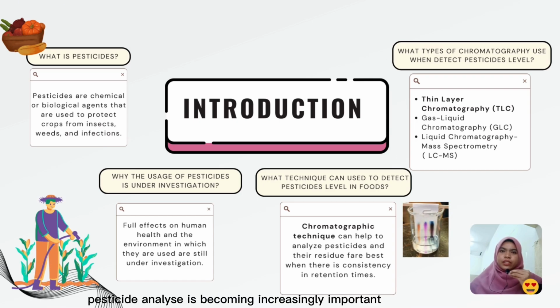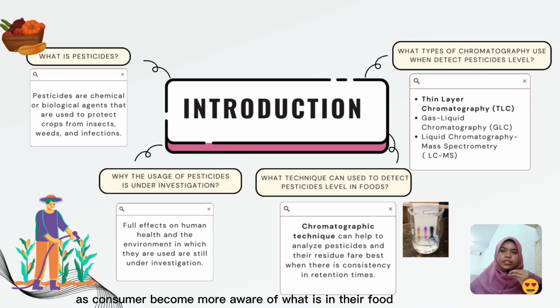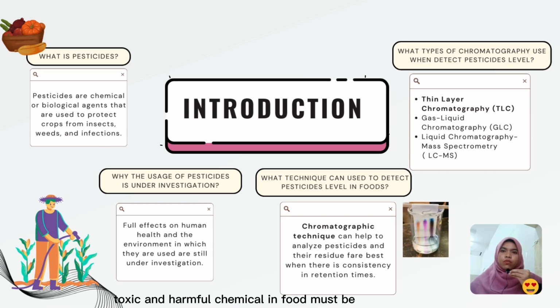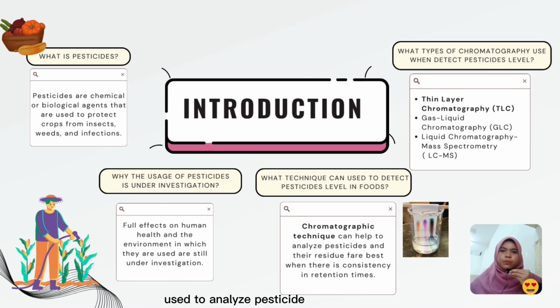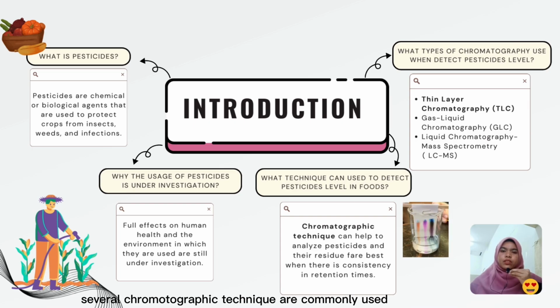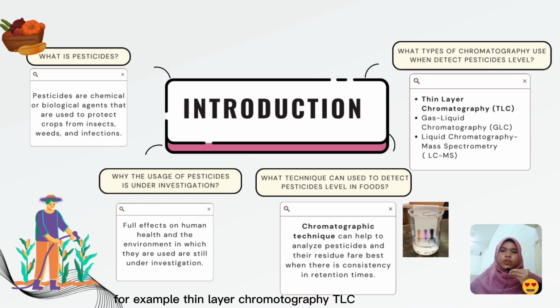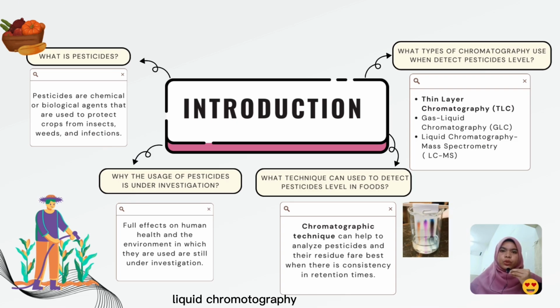Therefore, pesticide analysis is becoming increasingly important as consumers become more aware of what is in their food. Thus, to establish the safety of our food, toxic and harmful chemicals in food must be measured before consumption. So, scientists came up with chromatography techniques used to analyze pesticides and their residues when there is consistency in retention time. Moreover, when detecting pesticides in food, several chromatographic techniques are commonly used. For example, thin layer chromatography (TLC), gas liquid chromatography (GLC), and liquid chromatography mass spectrometry (LCMS).